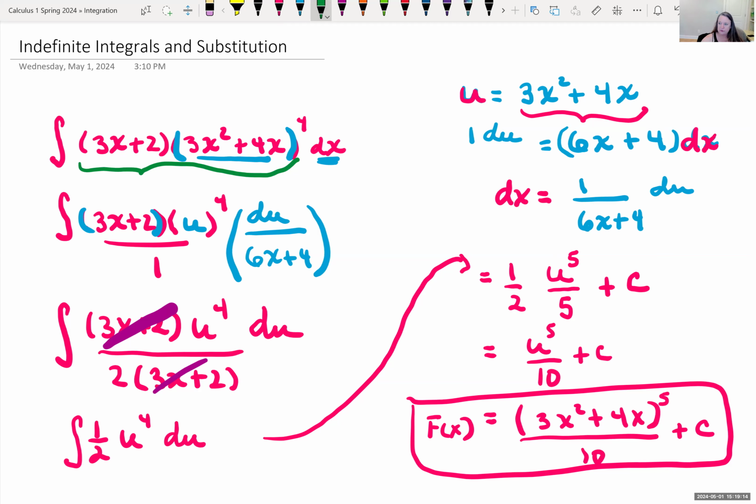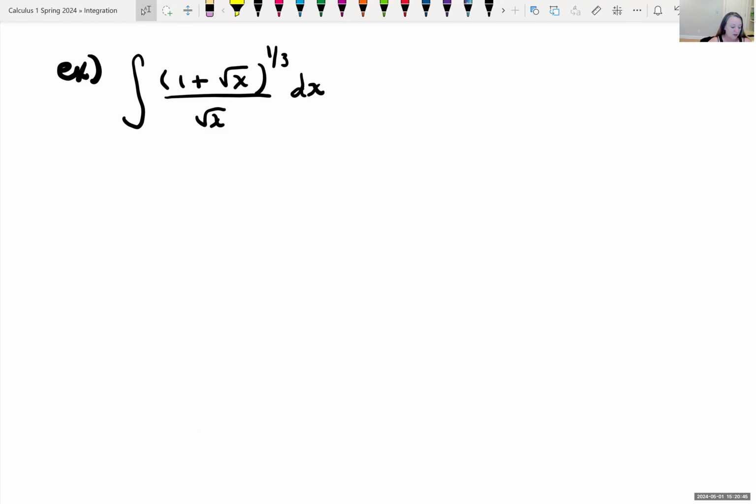Okay, let's go through and look at some more examples of substitution. In the next example, we have the integral of 1 plus the square root of x, that 1 plus square root of x all raised to the 1/3 power, and then it's all over the square root of x dx. We want to choose some value u that hopefully, when we take the derivative and do substitution, things will start to cancel out and we'll be able to integrate. This is not in a form that we know how to integrate, and there's no way that I can manipulate or rewrite it to help me. So I'm going to use substitution.